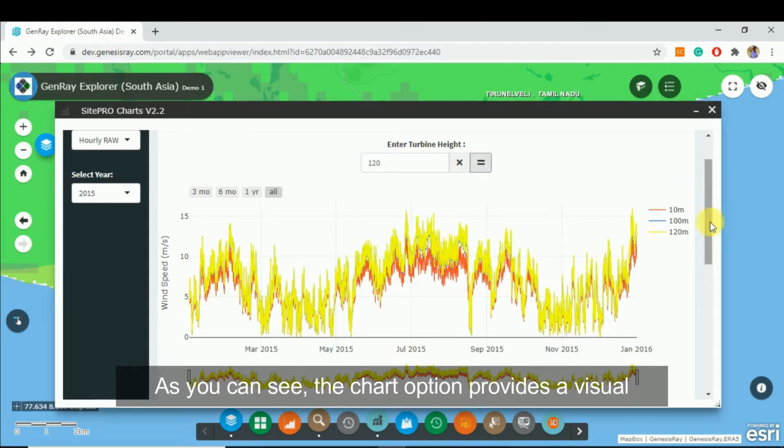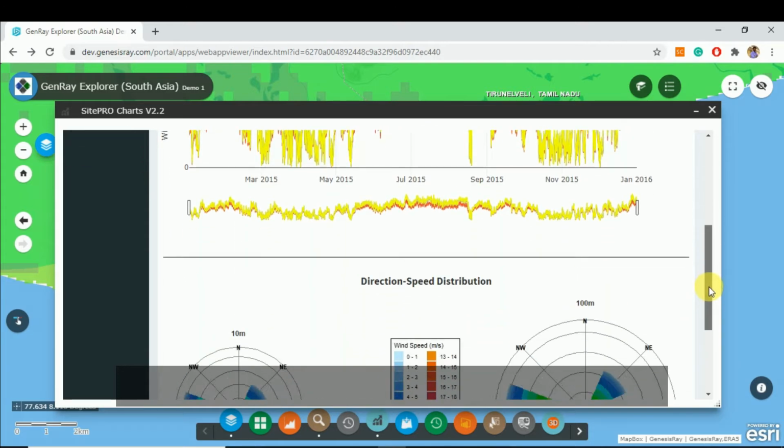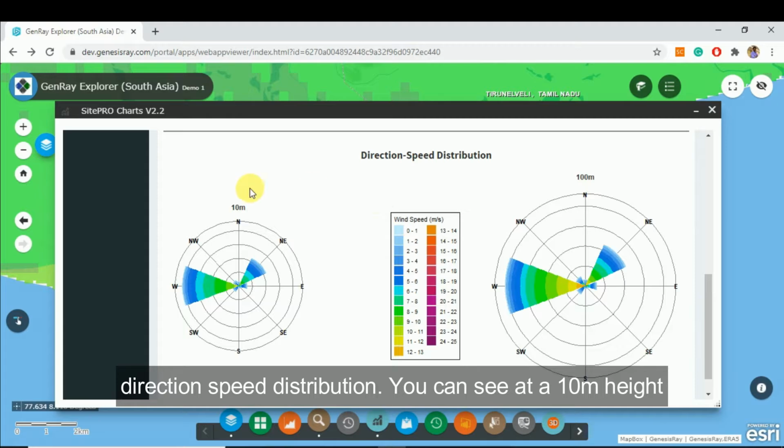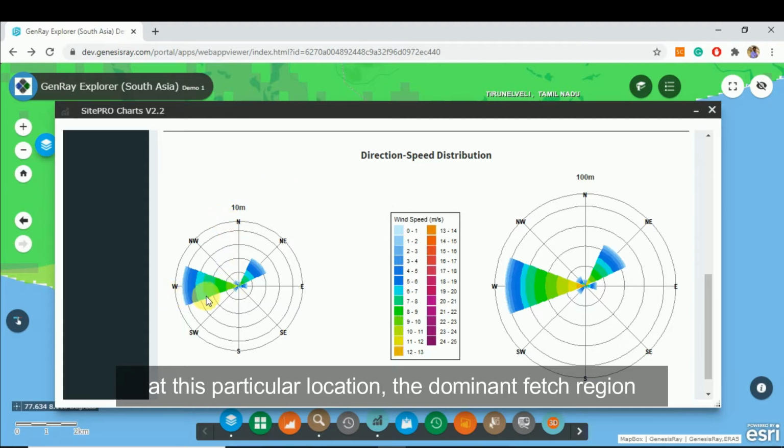As you can see, the chart option provides a visual representation of the wind rose diagram showing the direction and speed distribution. You can see at a 10-meter height, at this particular location, the dominant fetch region, which is a measure of wind exposure, is showing west and northeast. Similarly, at a 100-meter height, the dominant fetch region is also showing west and northeast exposure.